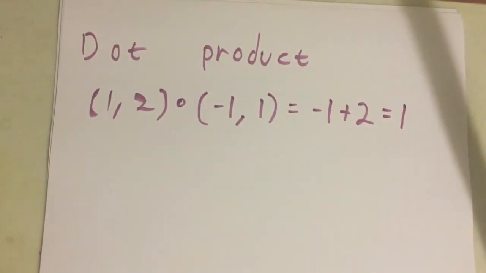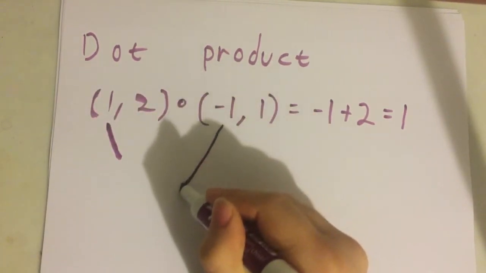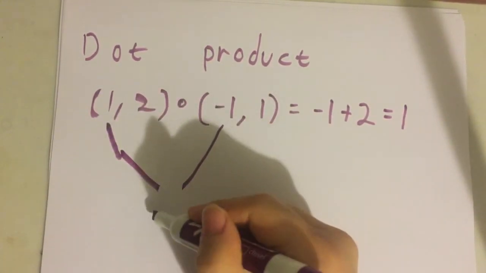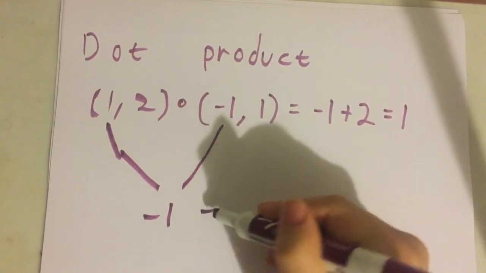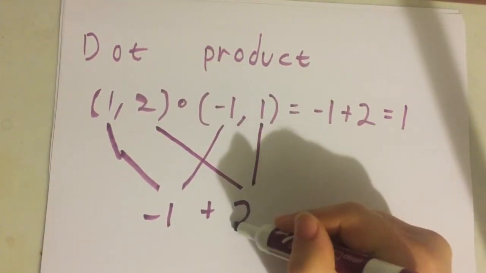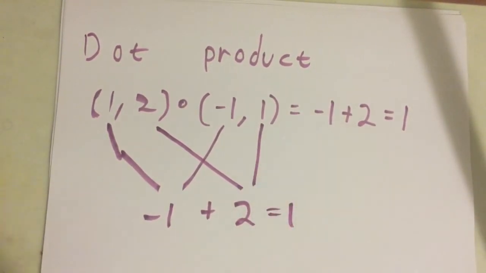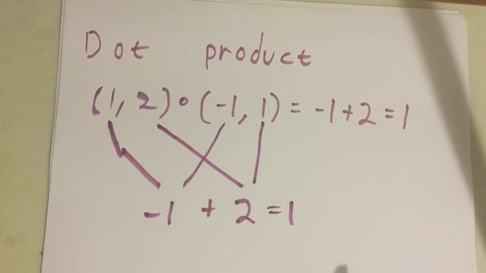And so what we did there is first we take the product of the first entry of each vector. So that gives us -1. And then we added the product of the second entry of each vector. That's where we got our 2. And then that was equal to 1. So that's an example of the dot product.